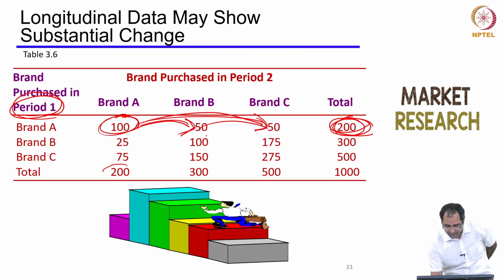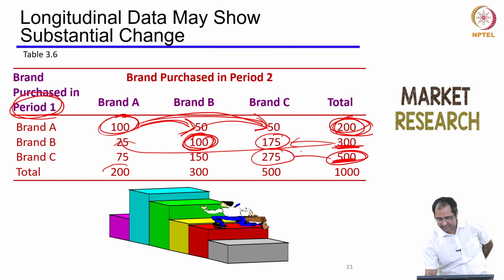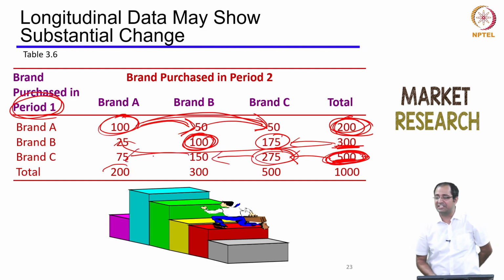For brand B, total was 300, and out of 300 only 100 are again buying brand B. From 300, 175 have switched to brand C and the rest 25 have gone to brand A. Likewise, you can see it for brand C. Out of a total of 500 who bought brand C in time period 1, only 275 now are buying brand C, 150 have gone to brand B, and 75 have gone to brand A.